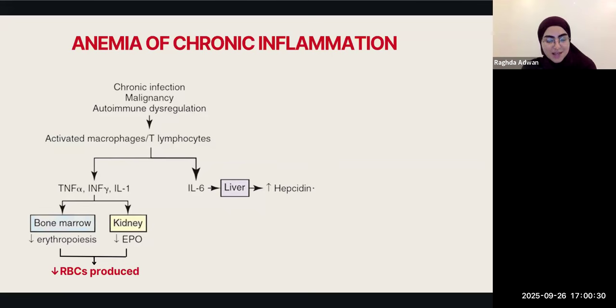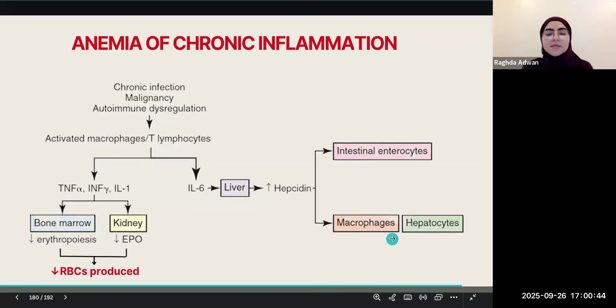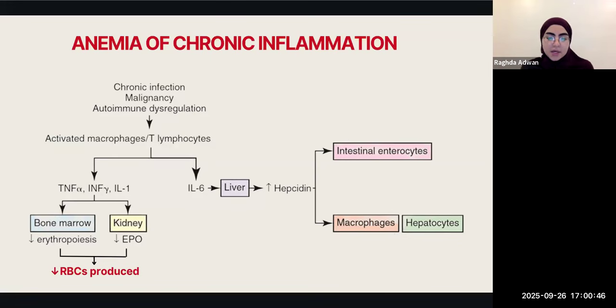It blocks ferroportin. So if ferroportin is blocked by hepcidin, that means you're not absorbing iron. It's going to affect the intestinal cells and tell them to stop absorbing iron. And it's also going to go and block ferroportin in the macrophages and liver cells and to keep iron stored instead of releasing it into the blood.